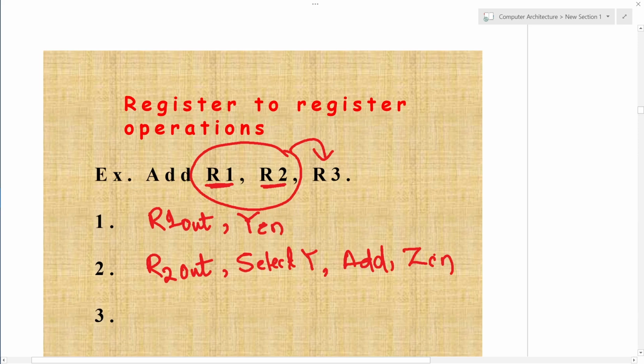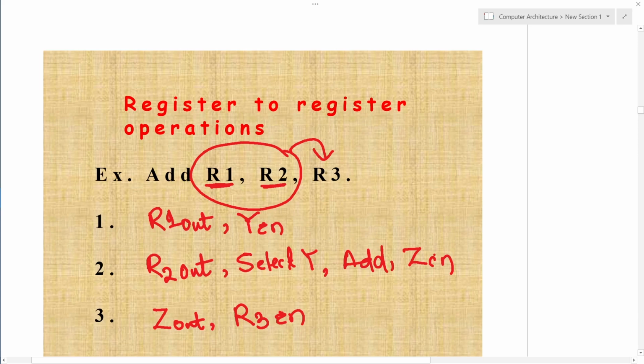Now that content is available at register Y. In the second step, I transfer the content of register R2 and select Y, which holds R1, and the instruction to be executed is addition, and the result will be available at the input port of Z. Once it is available at register Z, I have to write Z out, and I will write to the destination register, which is R3, with R3 in. So these three are the control steps for executing the given instruction.